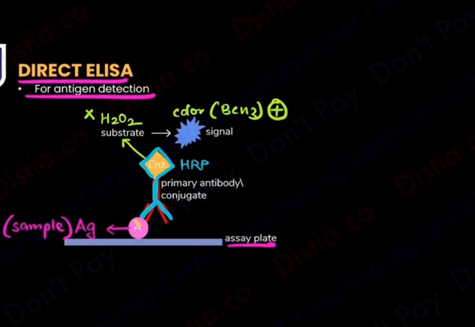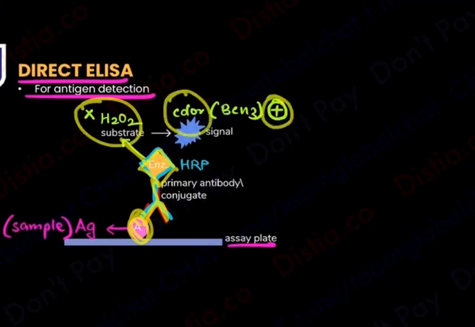So simple. If there is an antigen in the patient's blood and you have an antibody, the antibody will get attached to it. If you add an enzyme, the enzyme will break this H2O2. H2O2 will change the color and the color of benzidine will come out. So simple. If there is antigen, color will come.